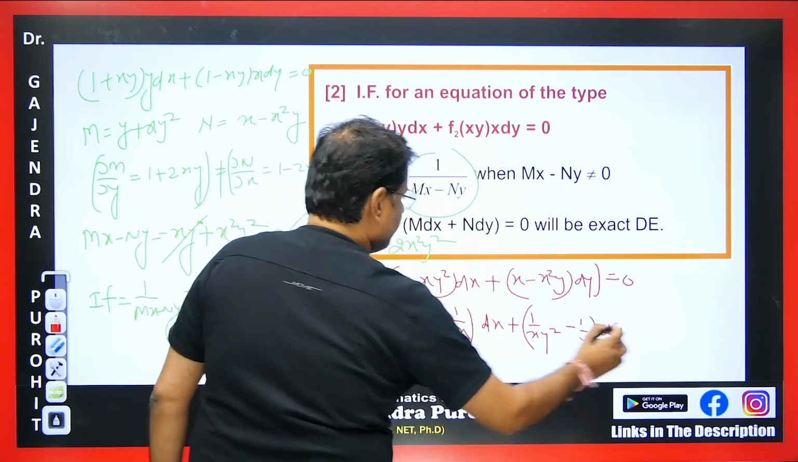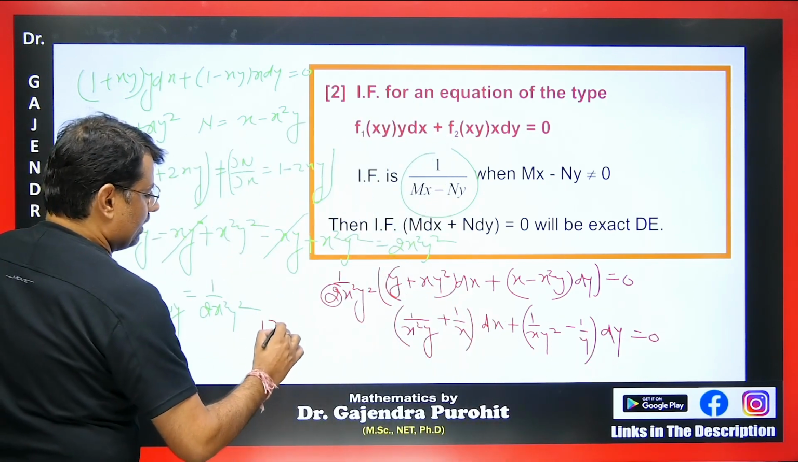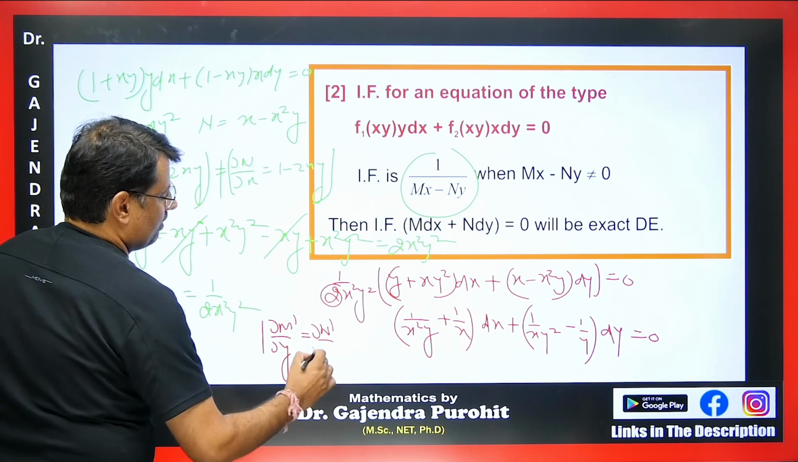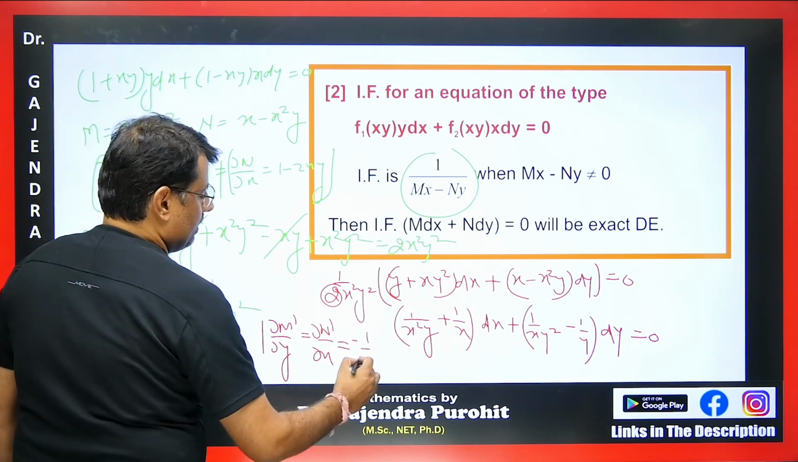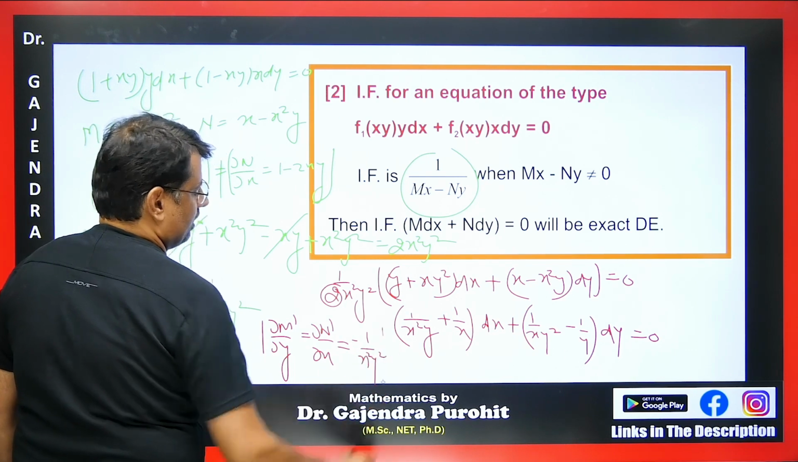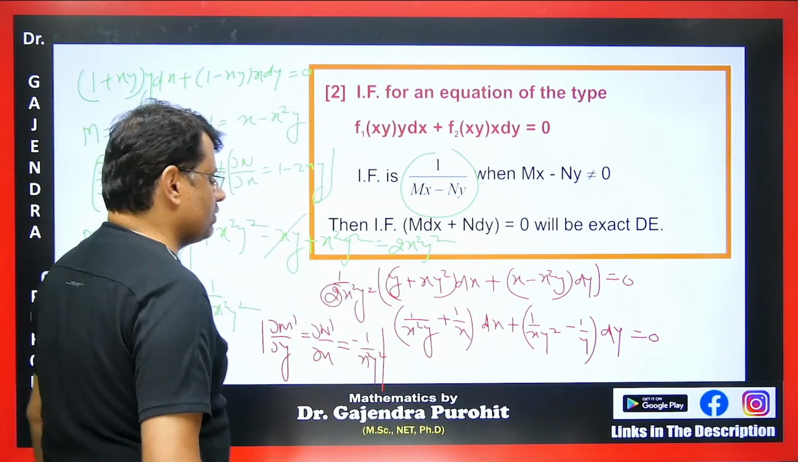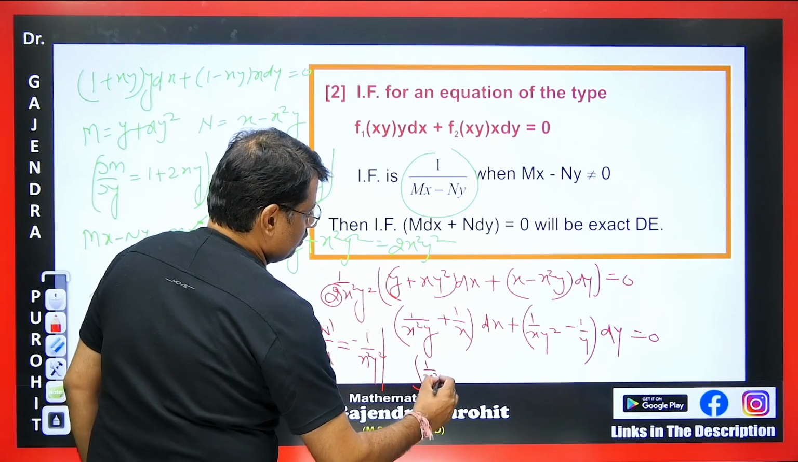Now take this as m dash. You can take this as n dash, and when you take this as m dash and n dash respectively, you may check. These two values will be equal. That means when you differentiate this with respect to y, this will be minus 1 upon x square y square. You can check that. This equation will be reduced to exact. When it is reduced to exact, we do its integration directly. So here it will be directly integrated.